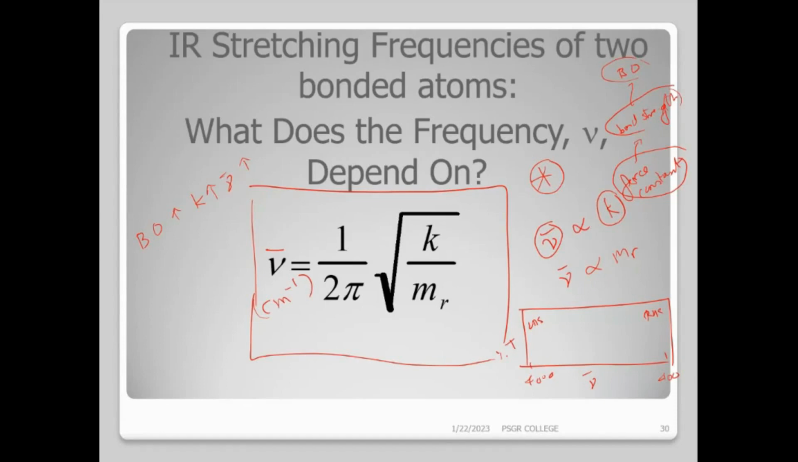Is this the only thing deciding the wave number? What else? Reduced mass also. Very good. The wave number is inversely proportional to the reduced mass. So if the mass increases, the wave number decreases. That is the second mantra.